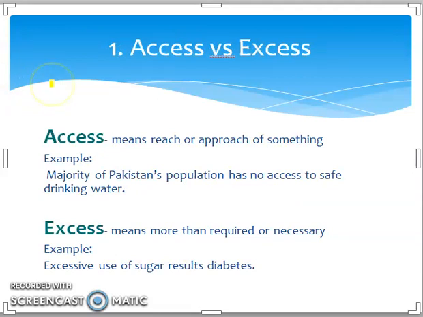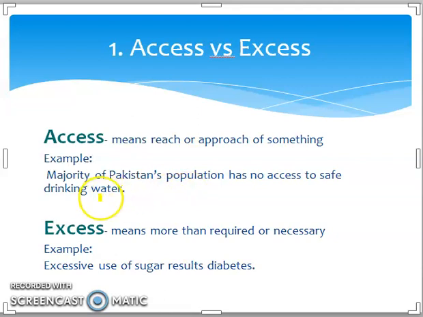So the first pair of words I've selected is access versus excess. Well, the pronunciation is the same, the spelling differs as well as the meaning differs, right? Access means reach or approach of something. Example, majority of Pakistan's population has no access to safe drinking water. And that's true.